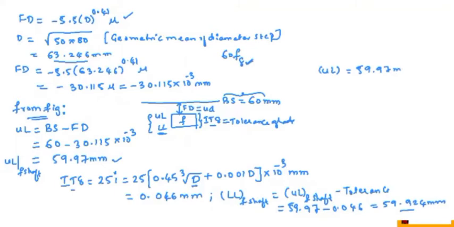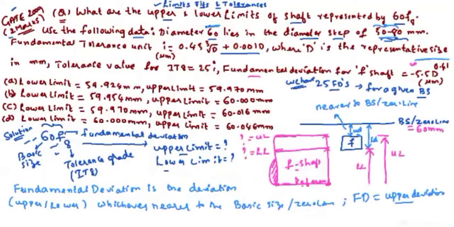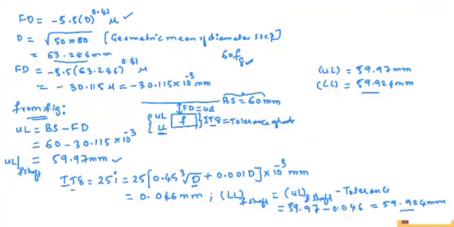So you got the upper limit value as 59.97 mm, lower limit value as 59.924 mm. So as per the answer, option A is the correct choice. So let's get into the next question.